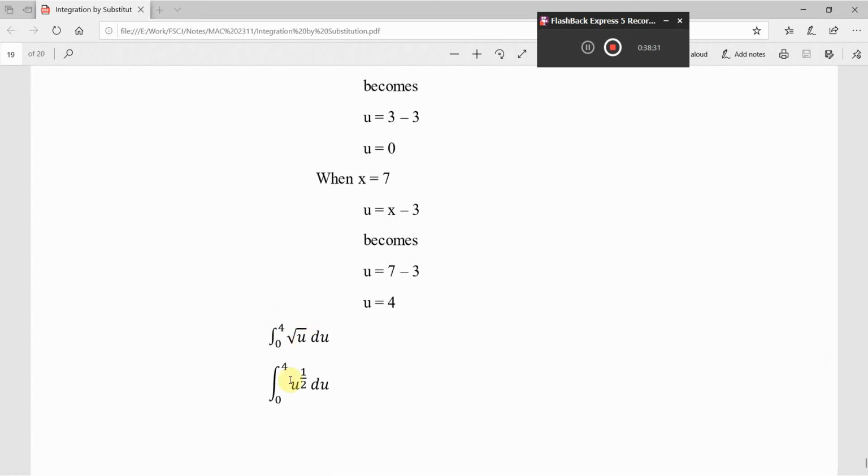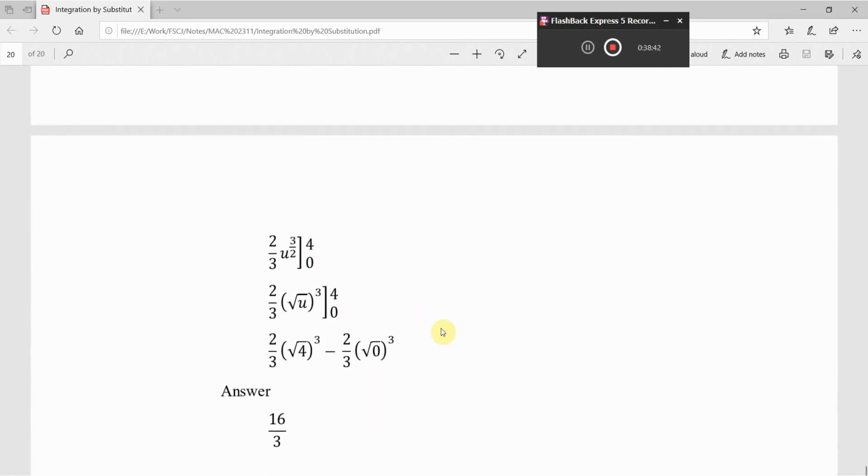Well, changing my square root to a 1/2 exponent, so I have the integral from 0 to 4 of u to the 1/2 du. Add 1 to the exponent, divide by the new exponent, so that gives me u to the 3/2, and with a coefficient of 2/3, again flipping the coefficient, changing to multiplication, and this is evaluated from 0 to 4.